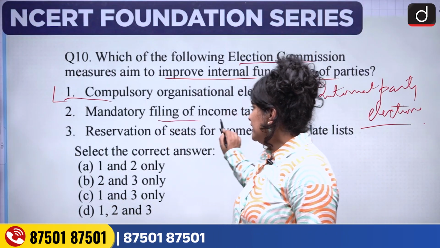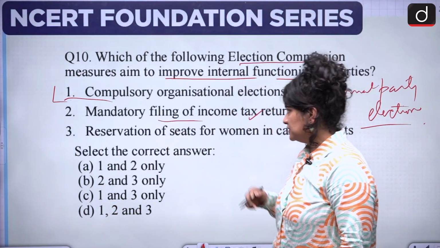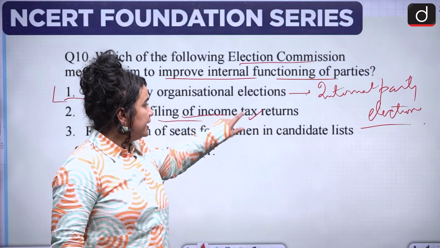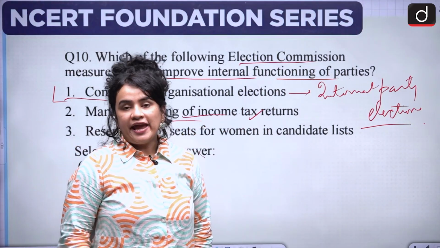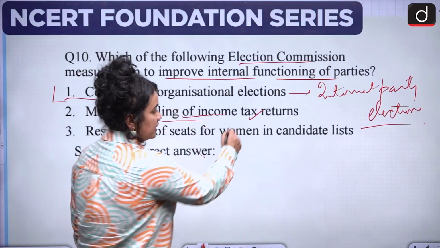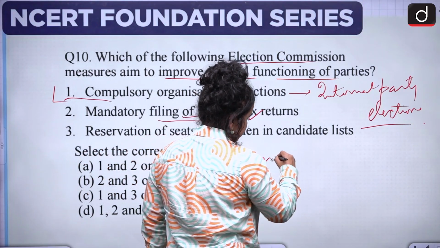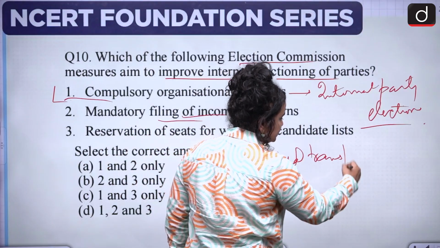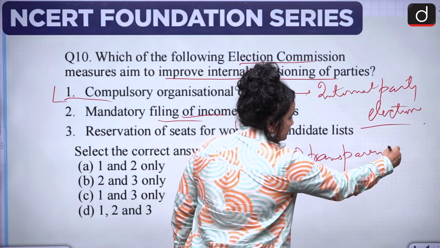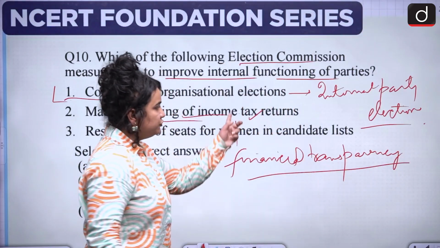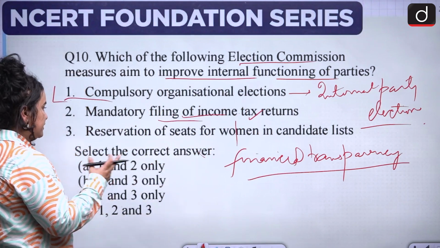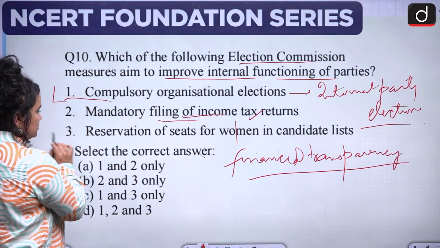Second, mandatory filing of income tax returns. Of course, your audited accounts and again, income tax returns should be filed. Why? Again, to promote financial transparency so that there are less chances of frauds and black money. You have to provide an account of the money that has been given to the party, has been invested in the party, and so on and so forth.